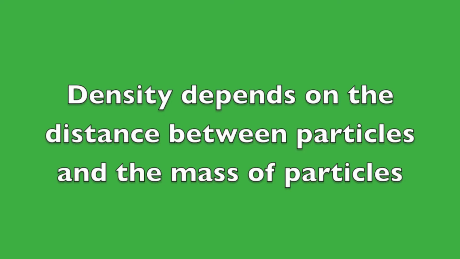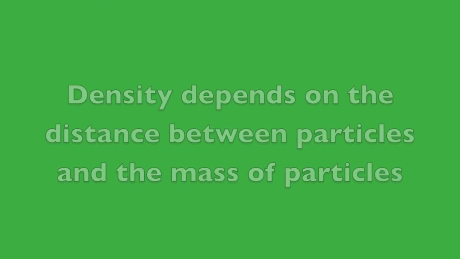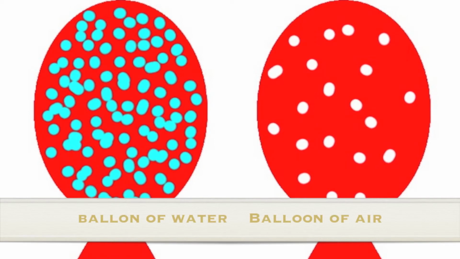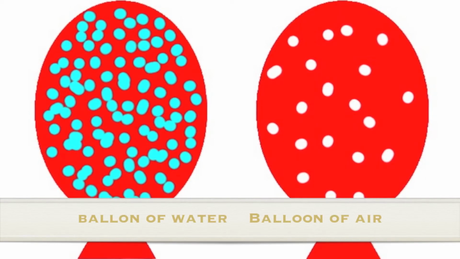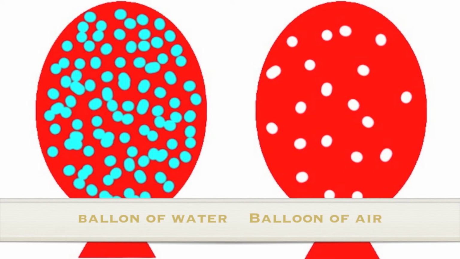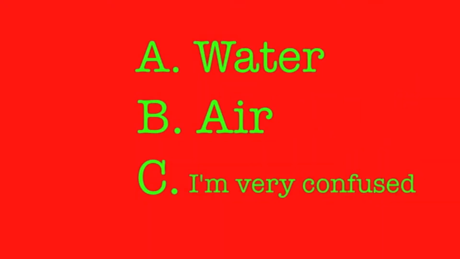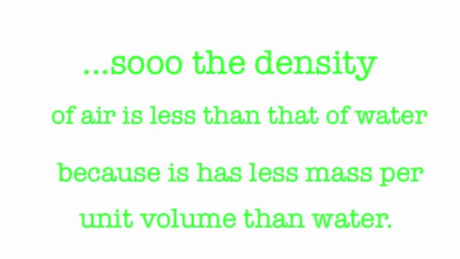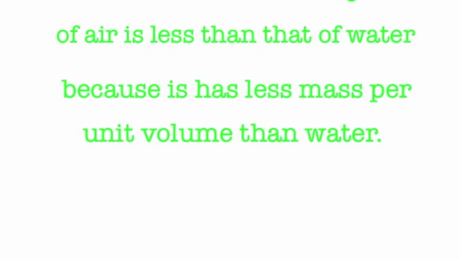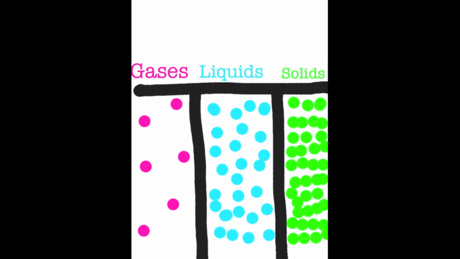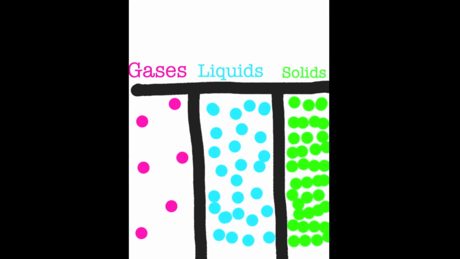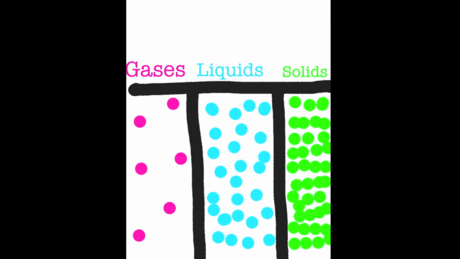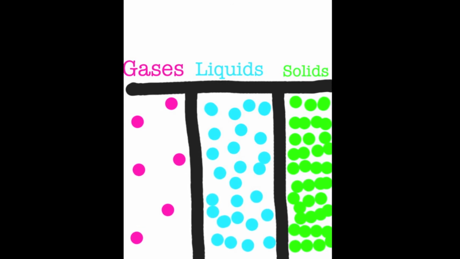Density of a material also depends on the distance between particles. The greater the distance between the atoms or molecules, the smaller the density. For example, see these two balloons? One is filled with air and the other with water. Which is the least dense? The correct answer is B, air, because the particles of air are much farther apart than those of water. This table shows that in gases, the particles are much farther apart than in solids or liquids, which is why the density of gases is usually much less than that of liquids and solids.